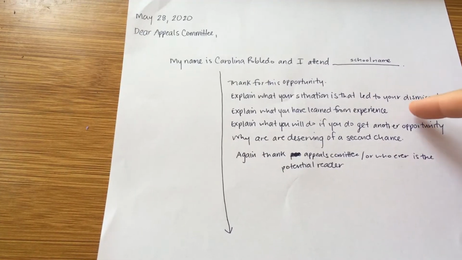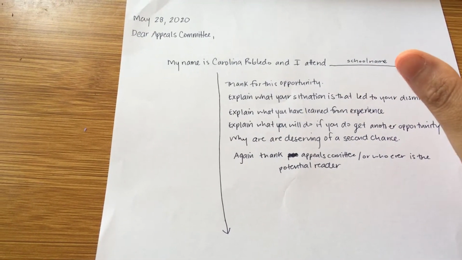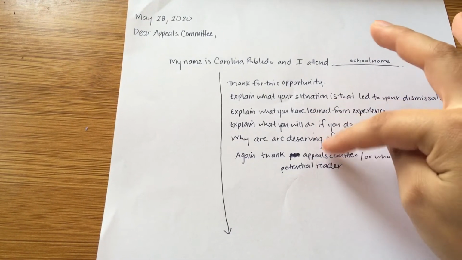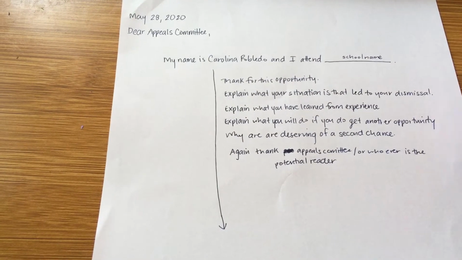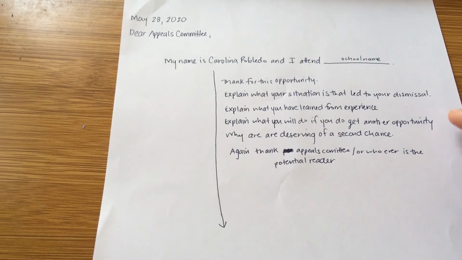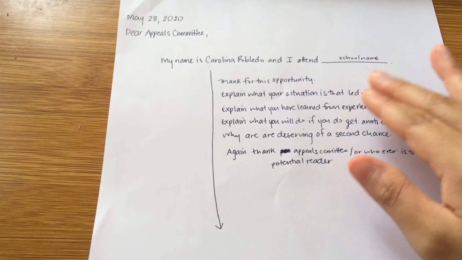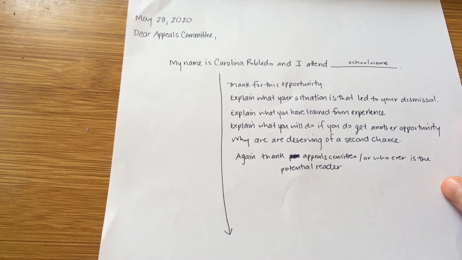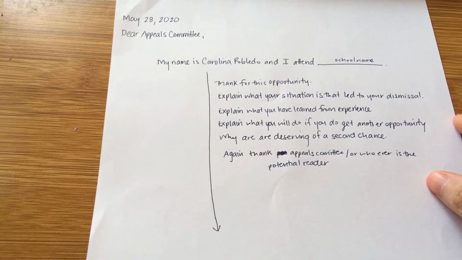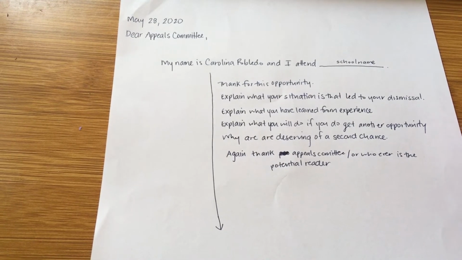I had a lot of paragraphs talking about different things. I'm going to read them to you. You can read them yourself, but if you want to go ahead and listen to me talk about each one, okay? And my appeals letter was a total of 2.5 pages.